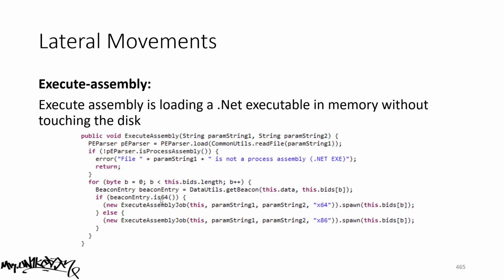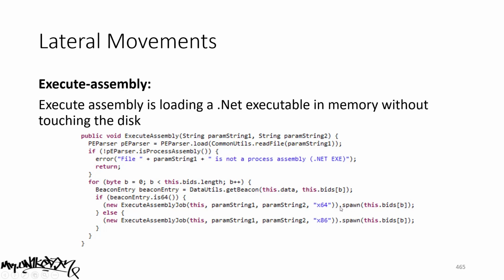It allows you to load a .NET executable in memory without touching the disk. I'll get into a bit more detail later on, but the beginning of the code is actually just parsing the file, making sure it's actually a .NET file. So if it's not, it's just going to tell you that you don't know what you're doing. And then it's going to send the information to the beacon, so it's going to execute the assembly job. I want to point out here the dot spawn, which is really what is going to be important later on.